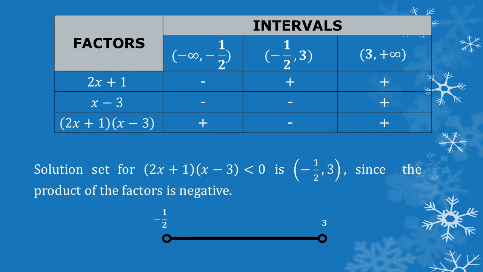So we'll have this graph. It is an open graph because we're only having a less than sign, and this means that we don't need to include the points negative 1 half and 3.